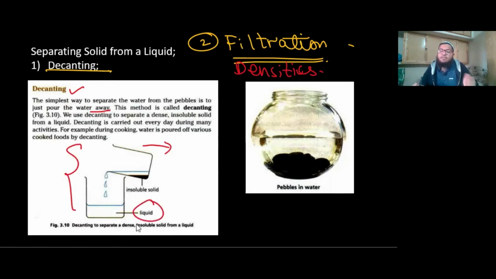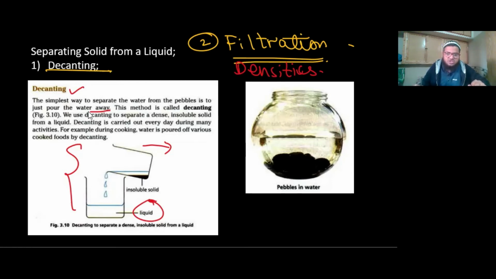But here's a drawback. This liquid is not going to be very pure. It will still have some traces of that insoluble solid or some traces of other impurities which were there, or some soluble impurities. So you'll get a not very pure liquid. But yes, this is one technique of separating a liquid from a solid which is insoluble. Remember, it has to be insoluble.